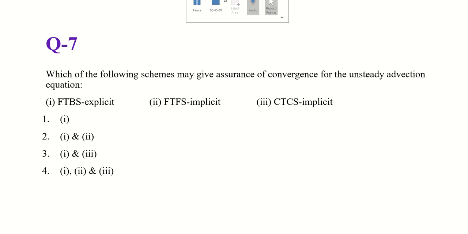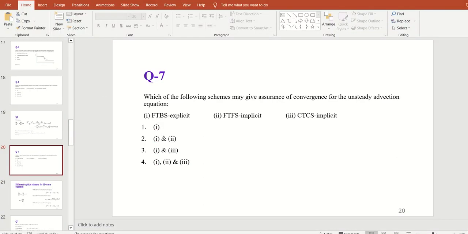Which of the following schemes may give assurance of convergence for the unsteady advection equation? It is FTBS explicit, FTFS implicit, CTCS implicit. So the question is asked for the unsteady advection equation, so we will see which one of the following is giving assurance of convergence. So it is like 1, 1 and 2, 1 and 3, or 1, 2 and 3.